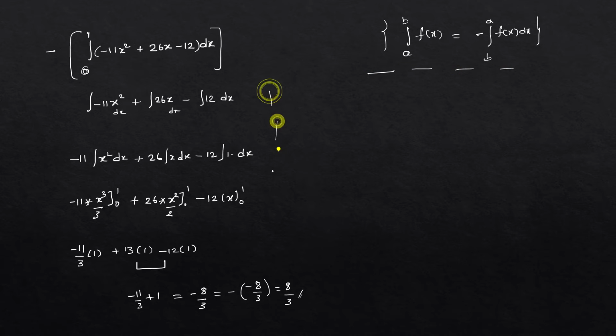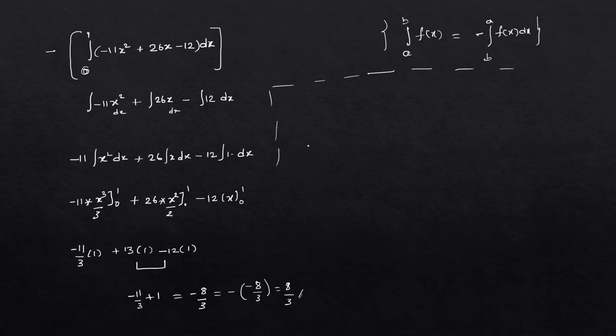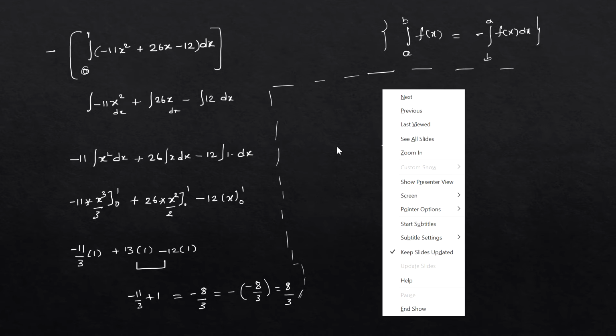So we have found the answer of the integration part for the line OA and the line AB, and the last remaining part is along the line BO. Let me separate it here, or no need. I'll write it in the next slide. It'll be good for seeing.